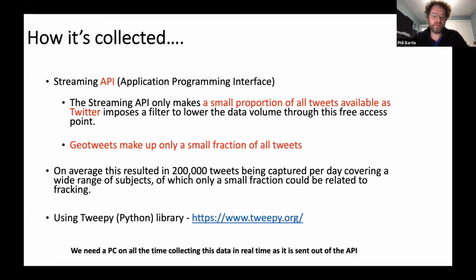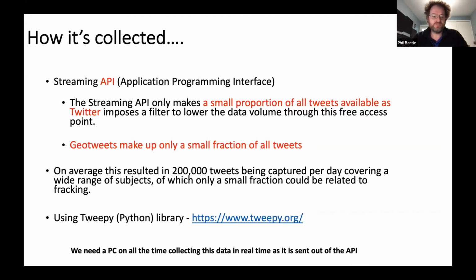So there's a streaming API. It's free for anyone to use. We used a package called Tweepy, which is a Python library. The streaming API is free, but it only gives you a small proportion of all tweets that are sent out on Twitter. So they decide what level they're going to filter that based on how busy their servers are, and it varies. GeoTweets only make up a tiny proportion of all tweets.